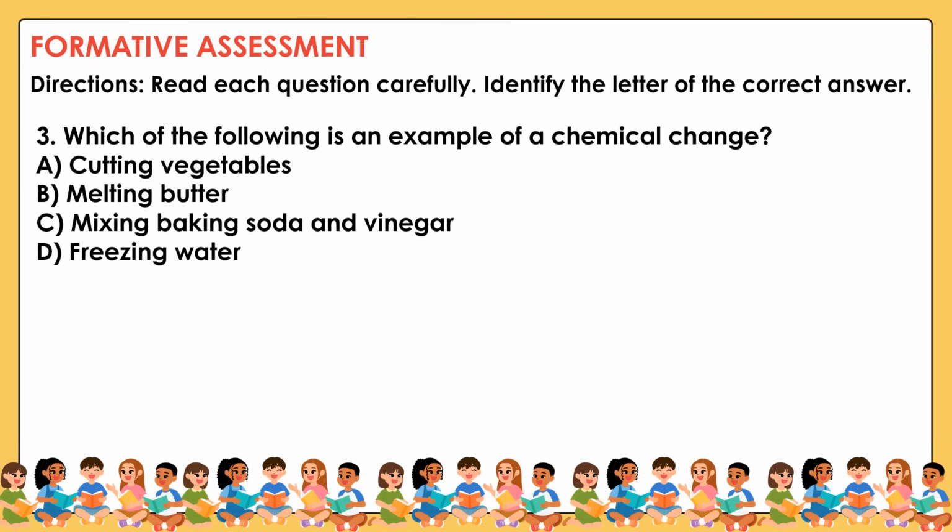Number 3. Which of the following is an example of a chemical change? A. Cutting vegetables, B. Melting butter, C. Mixing baking soda and vinegar, or D. Freezing water? The correct answer is letter C. Mixing baking soda and vinegar.